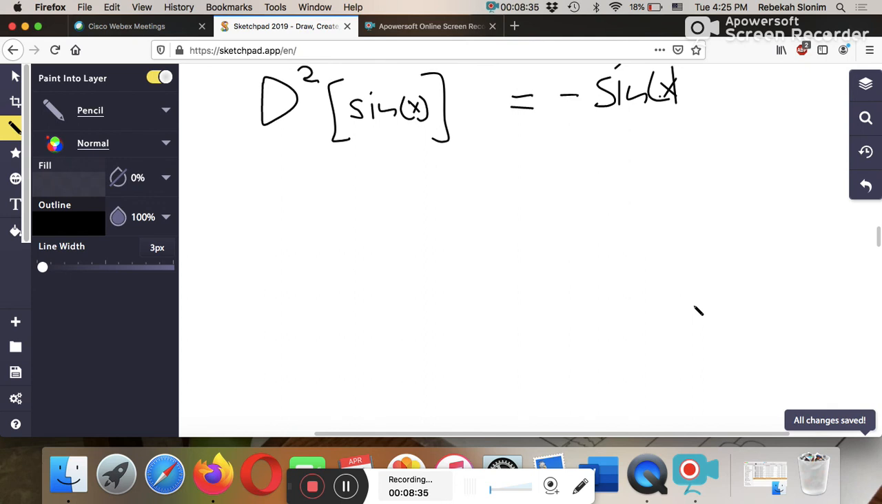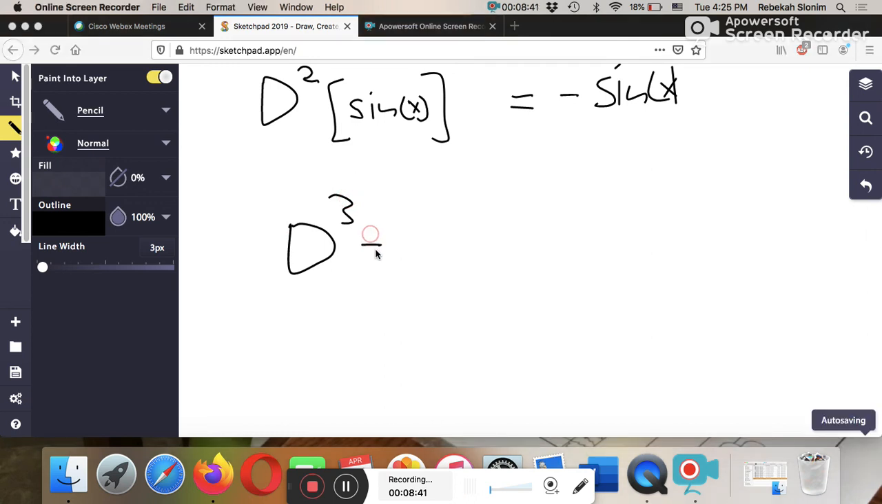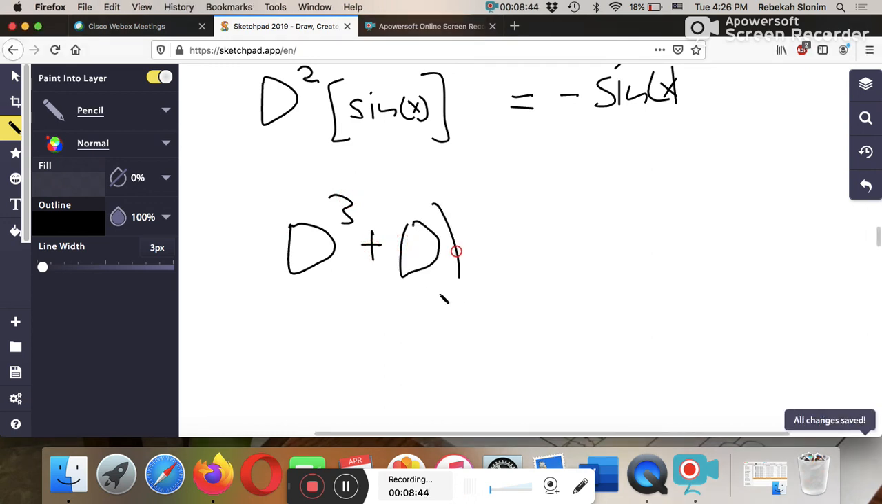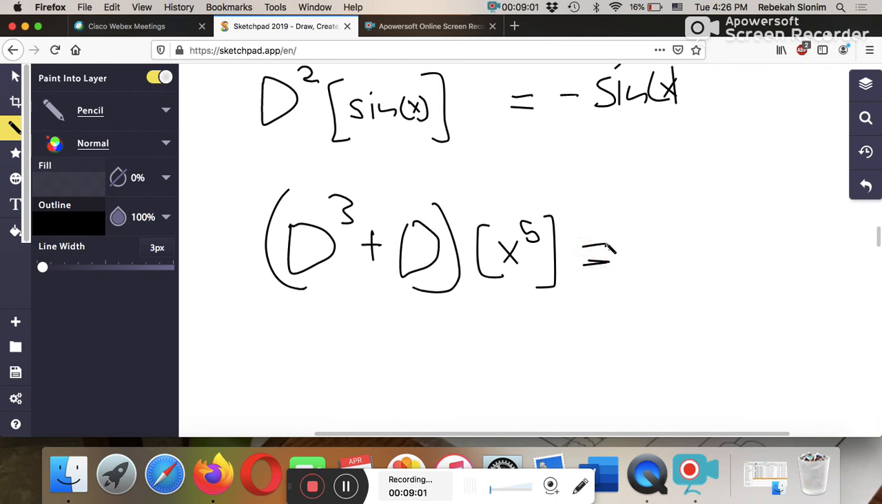All right, how about this one? What if I have the operator D cubed plus D? So that's another operator. And let's say I take that operator and I apply it to x to the 5th. So what would that mean? It means I take the third derivative of something, and then I add the first derivative of that thing. So D cubed plus D applied to x to the 5th is going to give me, let's see, the third derivative is going to be 5x to the 4th, 20x cubed, and then 60x squared. That's the third derivative, plus the first derivative, so plus 5x to the 4th.